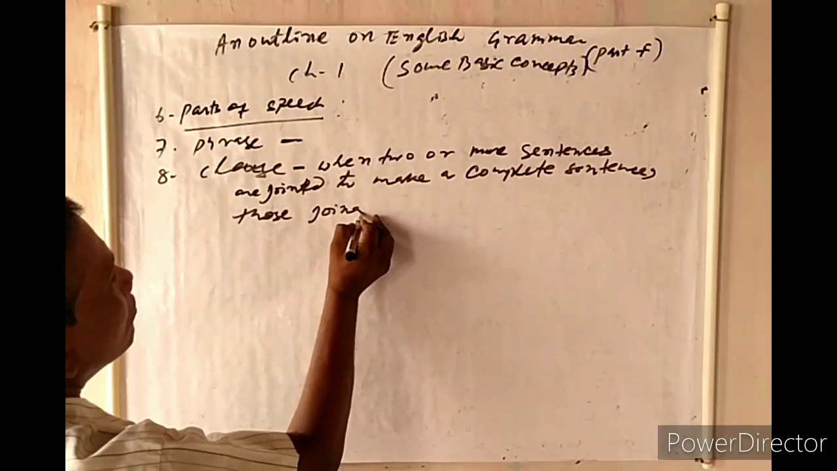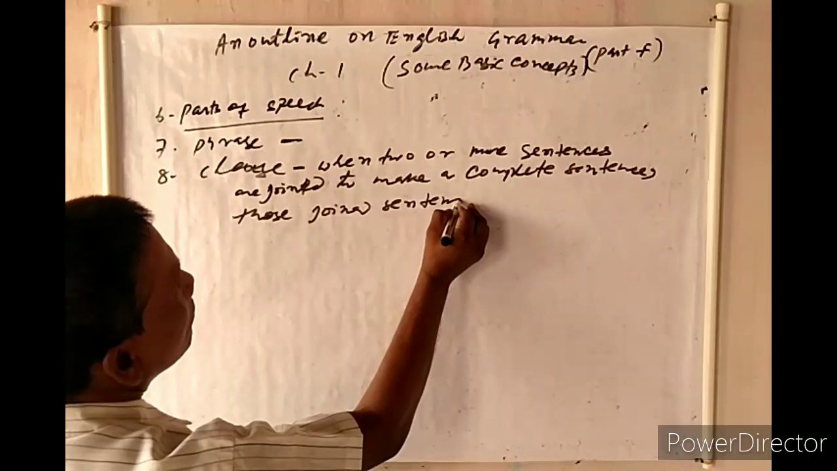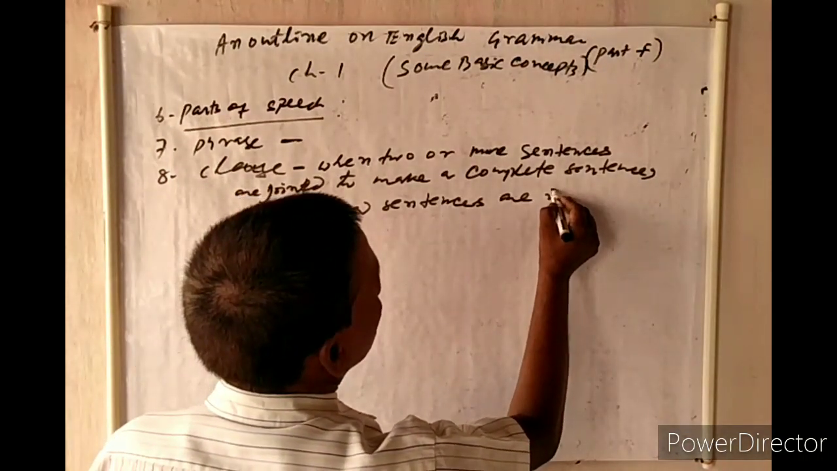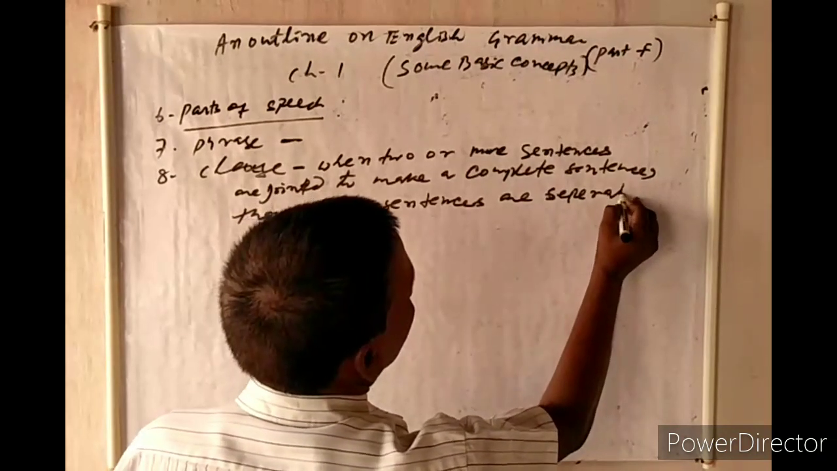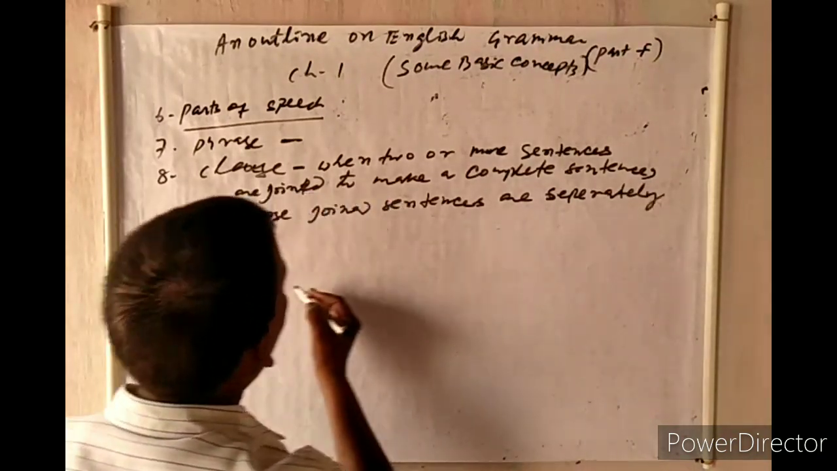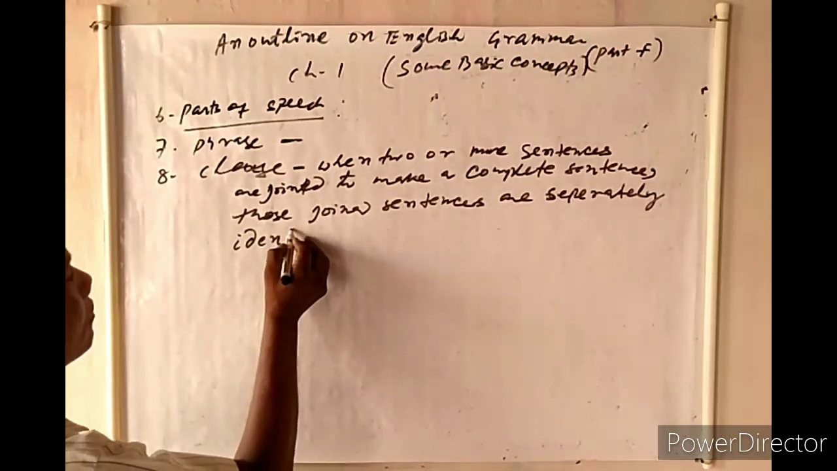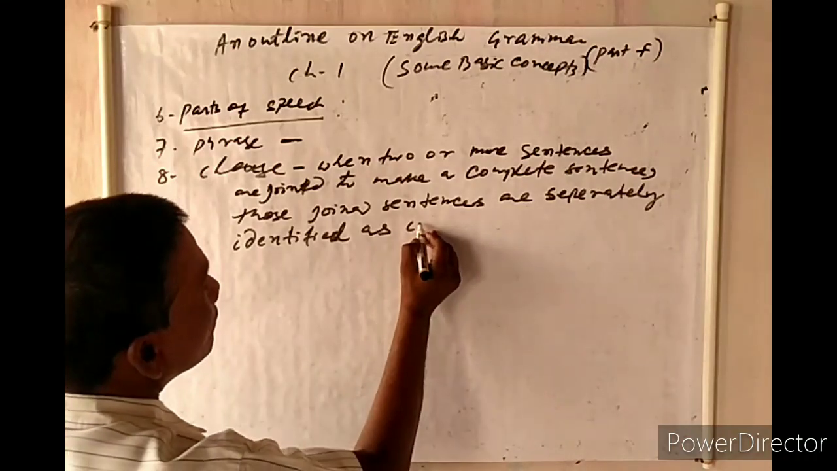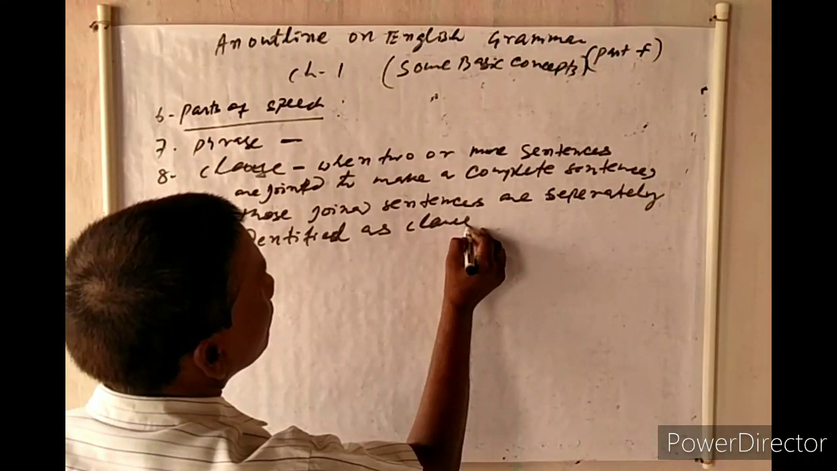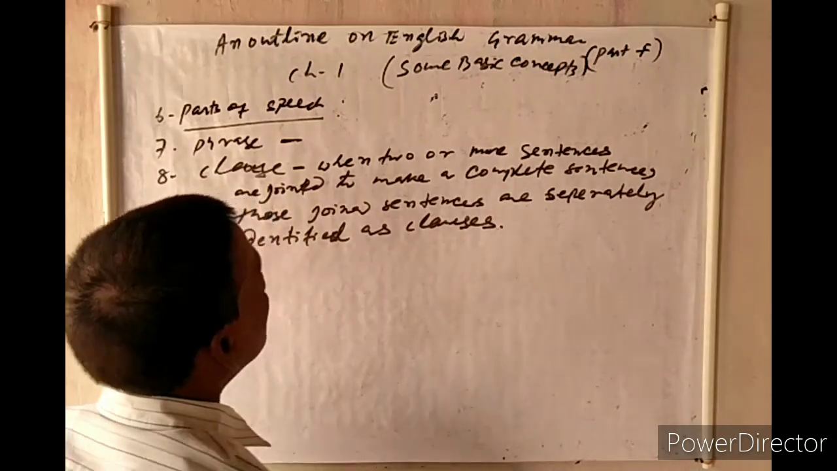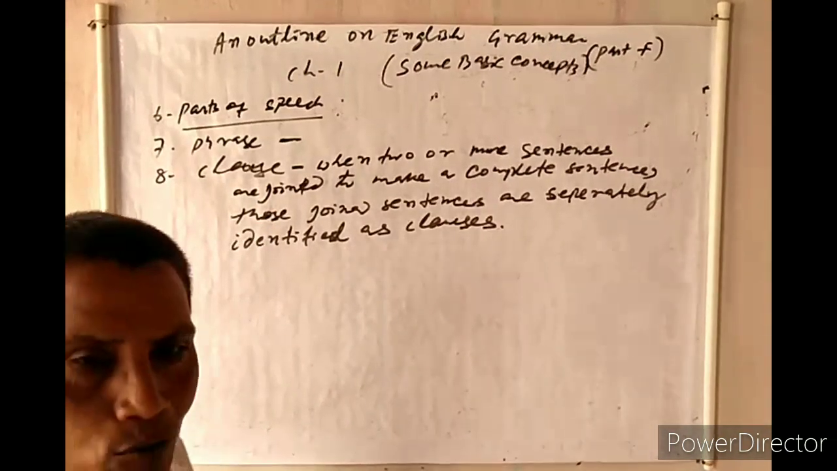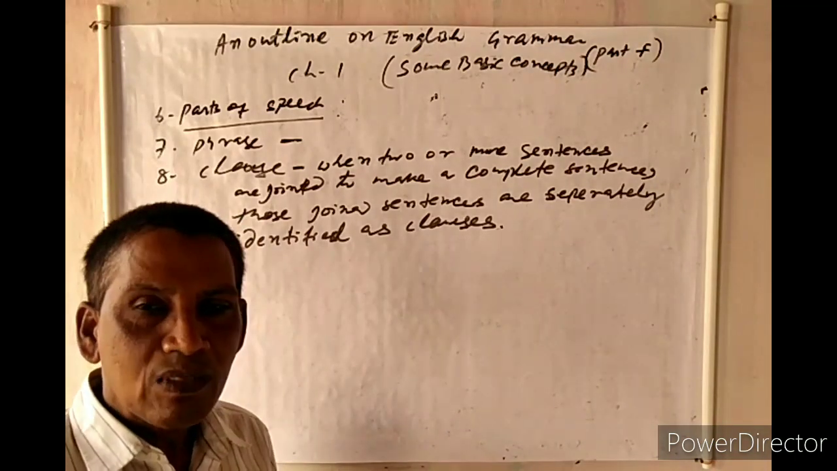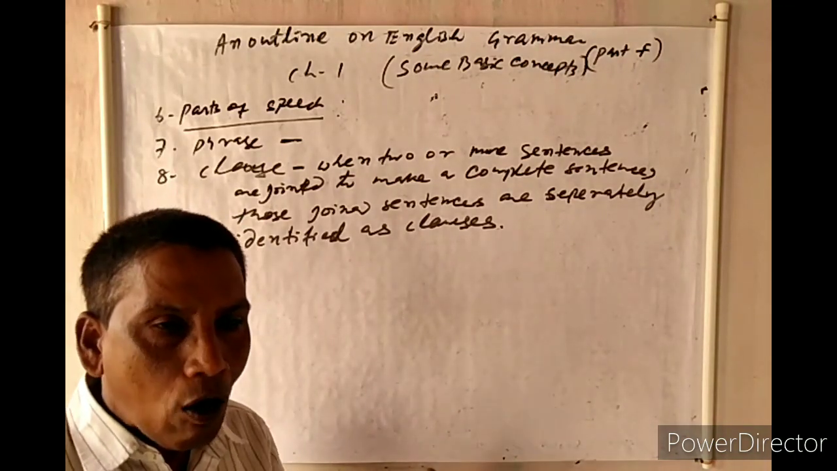Those joined sentences are separately identified as clauses. Suppose there is a sentence, I'm going to write, this is a sentence. The next sentence is I have some work, this is also a sentence. Suppose I join these two sentences, and how do I join?